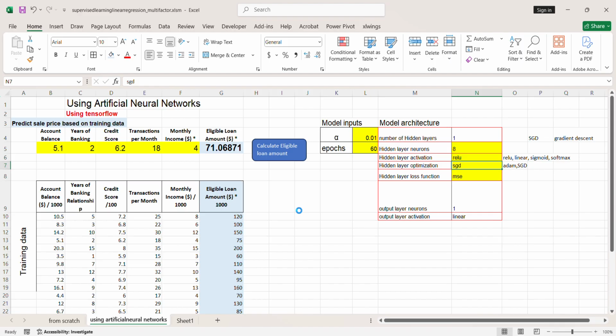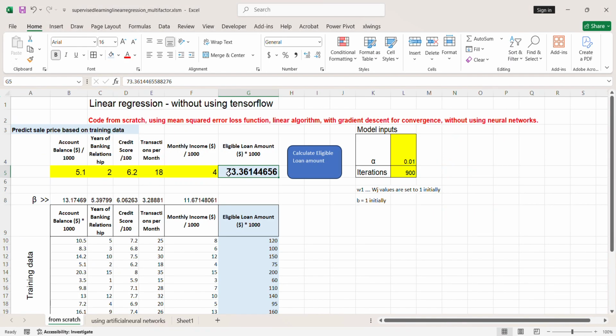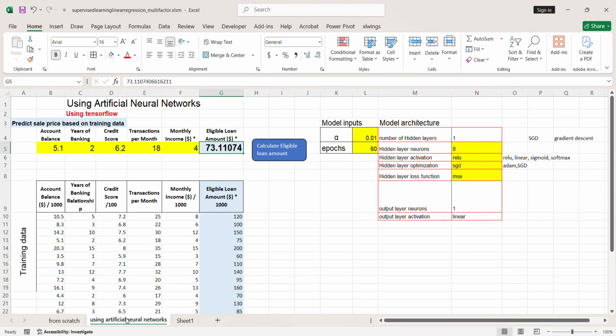This is because the y values are all positive. There are no negative values. So now you can see 73.11, 73.36, which is almost the same thing. But here we will have many more options. We can customize it, like this one, SGD, Adam. So if we use Adam optimization, definitely it will give much better results, is what I think.